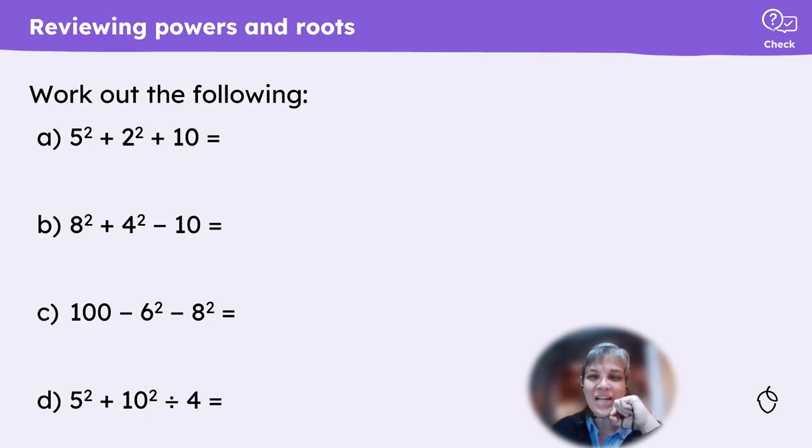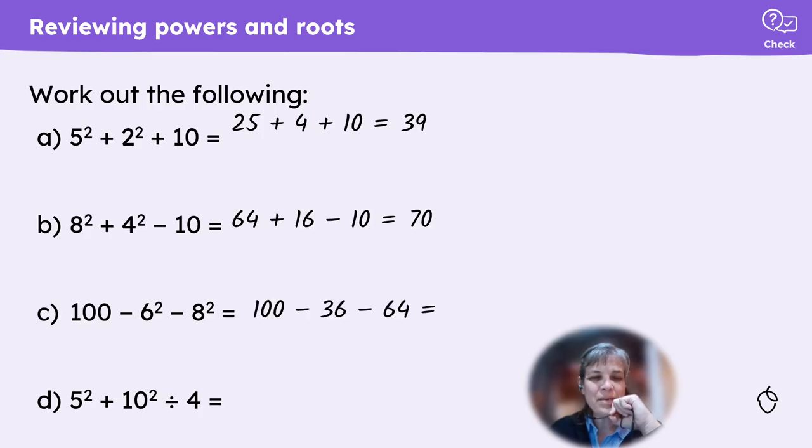Okay, welcome back. Let's check our work. Hopefully for A you got 25 plus 4 plus 10 equals 39. For B, 64 plus 16 minus 10 is equal to 70. For C, 100 minus 36 minus 64 is equal to nothing.